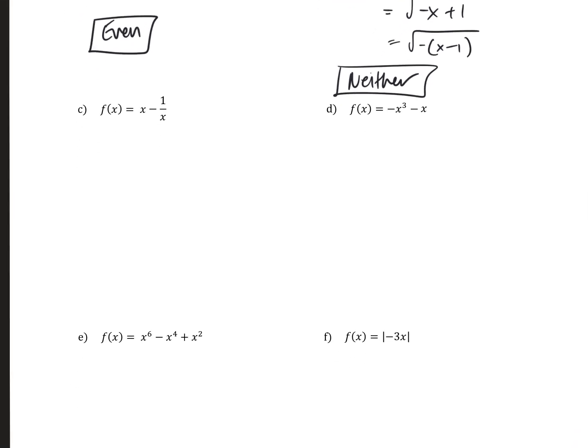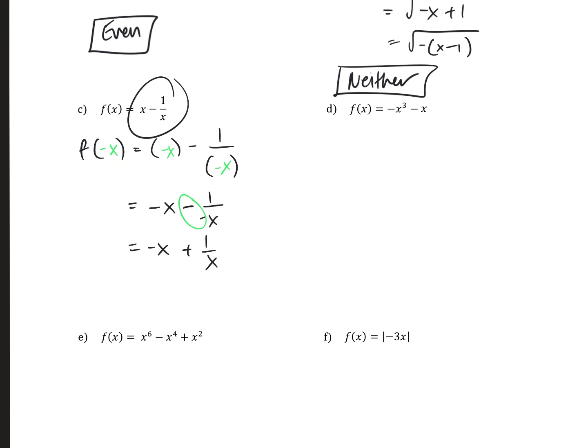Let's look at C. Again, we're testing this out if it's even or odd. So to do that, I'm going to plug in that negative x, and then let's see what we get. So that's going to be negative x minus 1 over negative x. I can simplify the double negative here. That'll be negative x plus 1 over x. So does that look like this or the opposite of it? And again, the opposite of it would be x minus 1 over x.